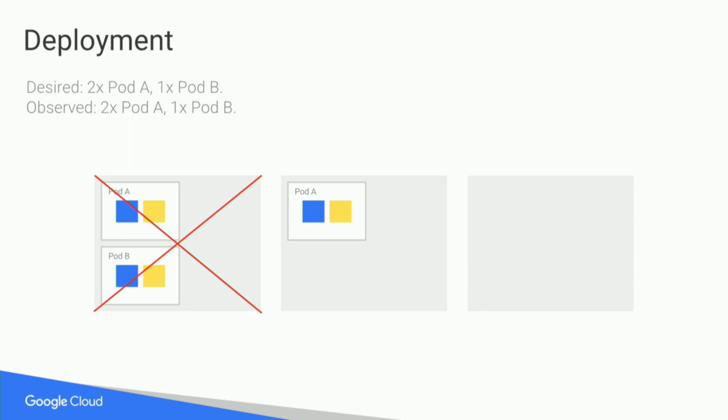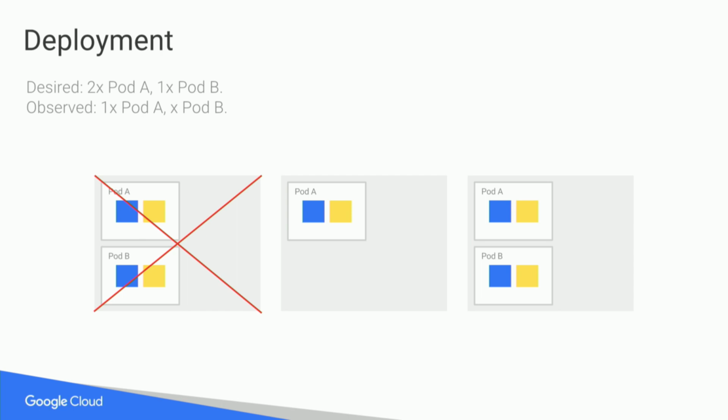But what happens if one of our nodes crashes? So imagine if our node here on the left crashes. Well, now we have a problem, right? Because now our observed and desired is different. We only have 1 of pod A running, and we have 0 of pod B running, yet our desired is we want 2 of pod A, and we want 1 of pod B. And as you can see, there's some empty space over there in another node that we have sitting there.